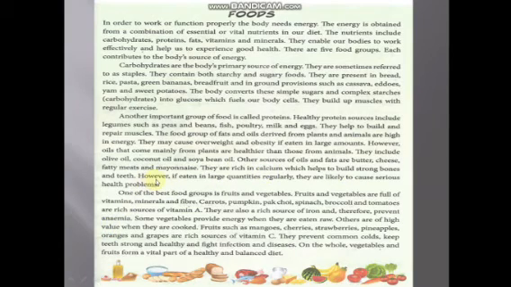However, if eaten in large quantities regularly, they are likely to cause serious health problems. So, one of the best food groups is fruits and vegetables. Fruits and vegetables are full of vitamins, minerals, and fiber. Carrots, pumpkin, pak choy, spinach, broccoli, and tomatoes are rich sources of vitamin A.